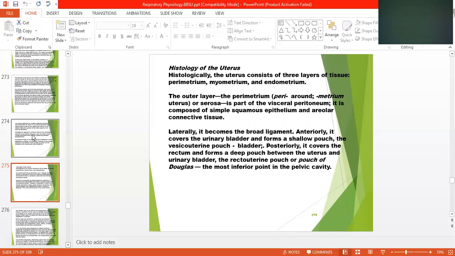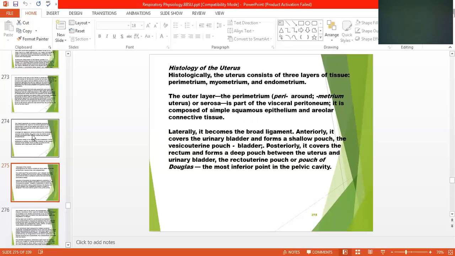The outer layer is known as serous. That is the perimetrium. It is a part of the visceral peritoneum. It is composed of simple squamous epithelial and areolar connective tissues. Laterally, it becomes the broad ligament.